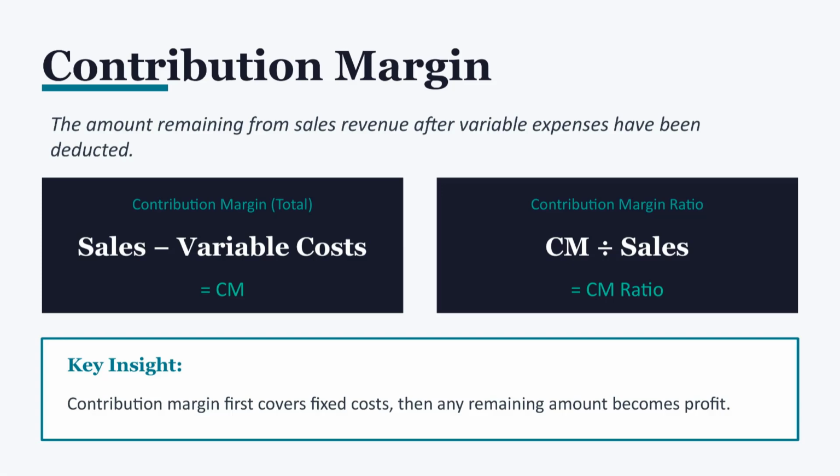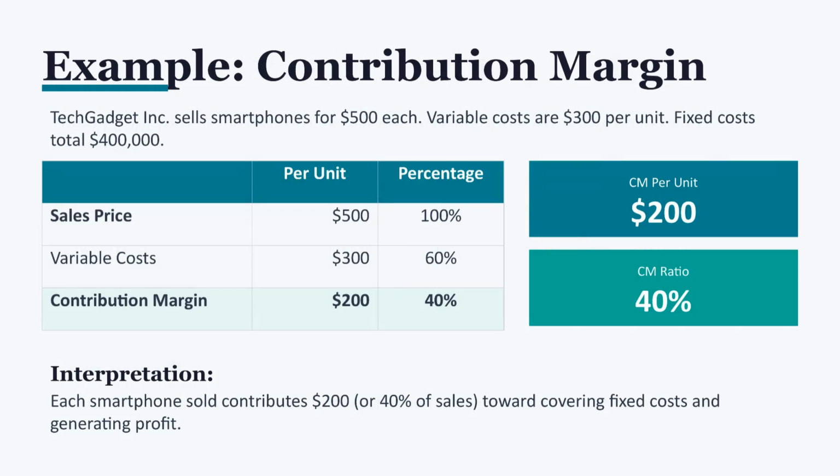Consider TechGadget Incorporated, where smartphones illustrate contribution margin perfectly. Each $500 sale minus $300 variable cost results in a $200 contribution that not only covers fixed costs, but also fuels profit generation. Contribution margin tells you how much each unit sold contributes toward covering fixed costs and generating profit. Without it, you cannot determine how many units you need to sell to break even or hit a profit target.